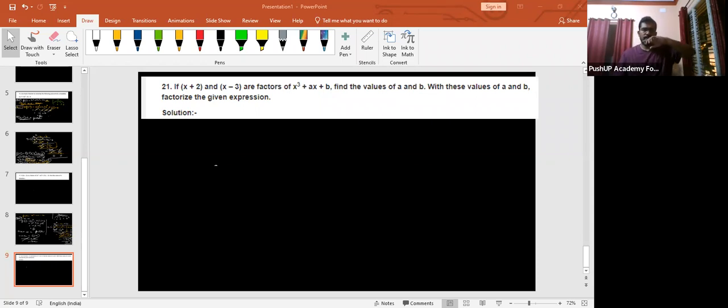Joanne, then your answer is correct. It's -7. If x plus 2 and x minus 3 are factors of this polynomial, find the values of A and B. Very simple, children. Take the value of x as -2, substitute into the polynomial. Now, the remainder is what? A 0.